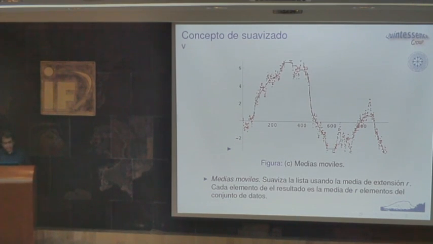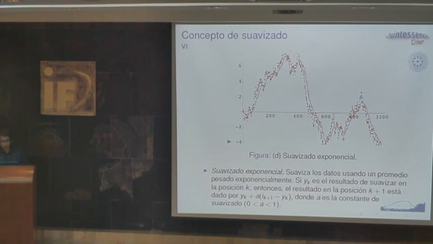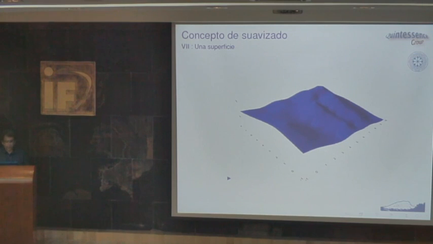Another way is the moving medians or means. I don't remember the name in English, but it's more or less the same. We choose the mean of the elements in the set of data. And we also have the exponential smoothing, which is given by this formula. So we have a lot of ways to smooth the behavior, the real behavior of the y variable.